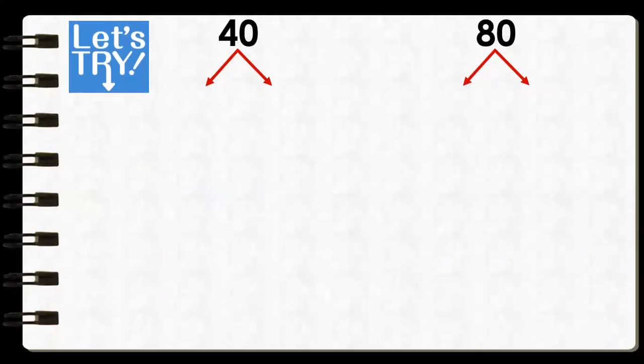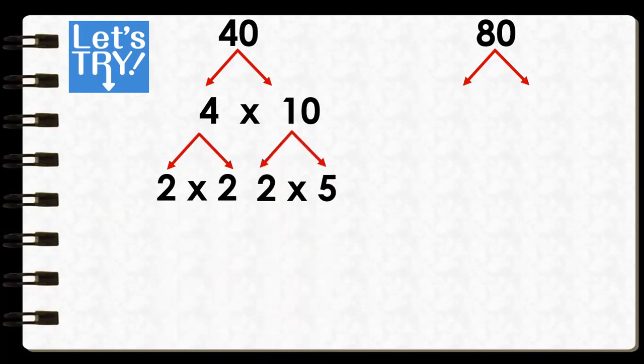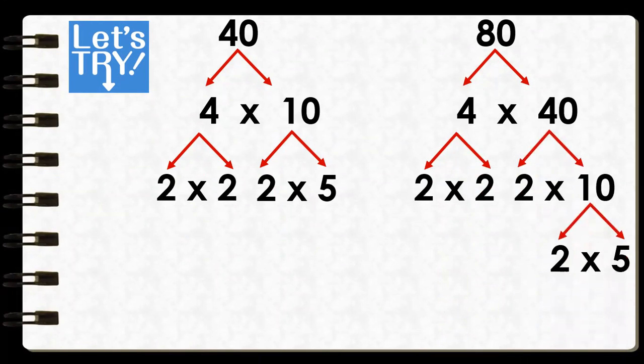Let's try to answer this one, 40 and 80. Factors of 40, we have 4 times 10. 4 and 10 are composite numbers, so we're going to express them as primes. 4 is 2 times 2, and 10 is 2 times 5. For 80, we have 4 times 40. For 4, the factors are 2 times 2. For 40, we have 2 times 10. And 10 is 2 times 5.